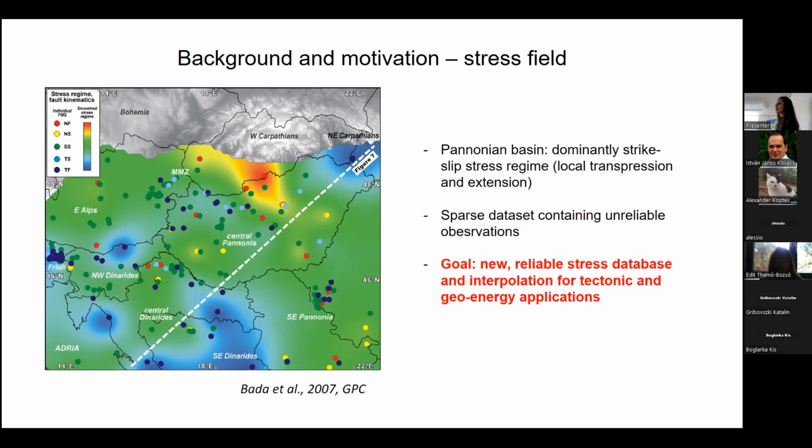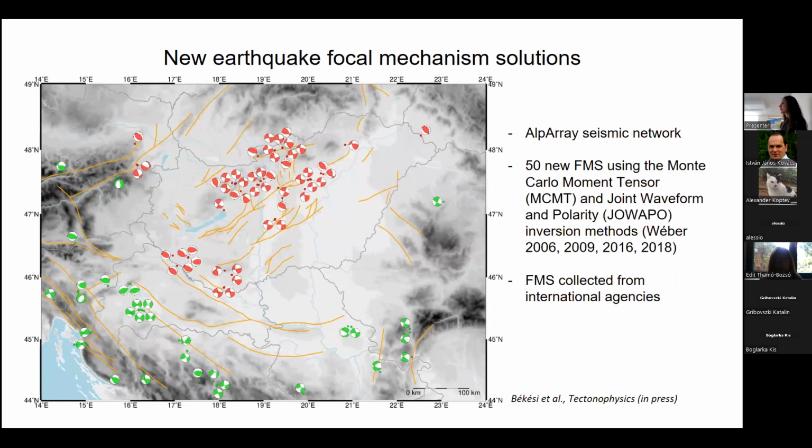So our goal was to revise this database, also add many new information and measurements in order to produce a more reliable database which can be used for tectonic implications and also for geo-energy studies, at least until the reservoir level. The most important basis of this new stress study was the new focal mechanism solutions. Calculating the focal mechanisms of these events was facilitated by the very dense seismic network, which corresponds to the AlpArray project. Here in the middle, you see our solutions, which are available also for relatively small magnitude events. And we also collected the solutions of international agencies from all around the peripheral parts of the basin.